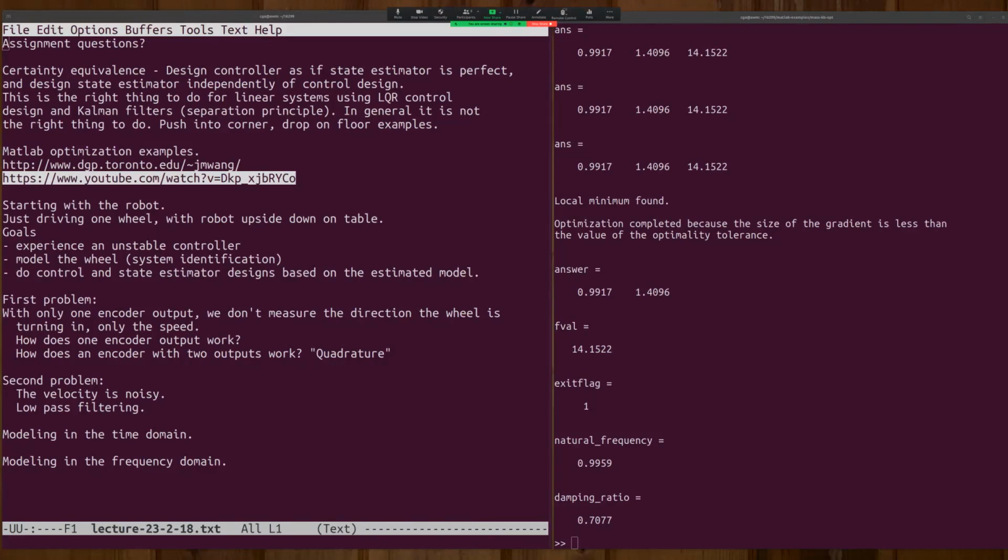So the main message there is optimization can be used to greatly simplify stuff. You don't necessarily have to know a lot about what you're working with. You just have to have a way of scoring the performance you care about and some parameters you can change. And the optimizer will figure out how to adjust the parameters to improve your performance. So that's very, very handy in many, many situations.